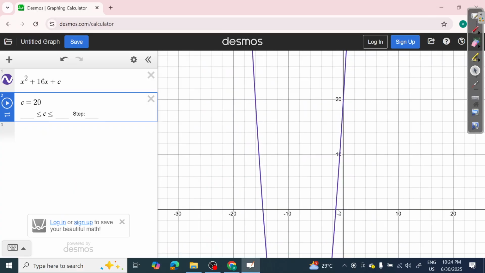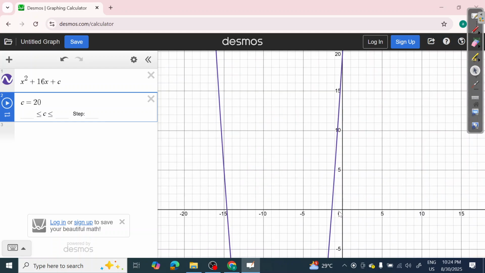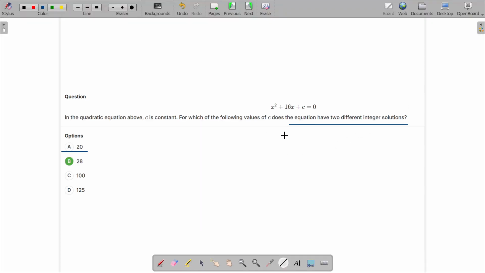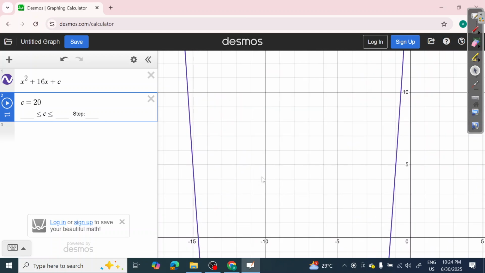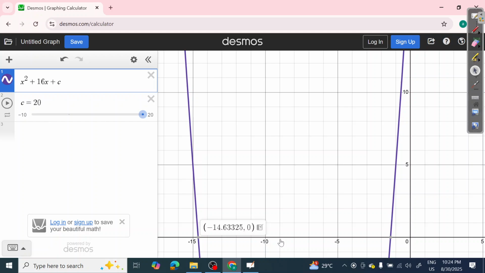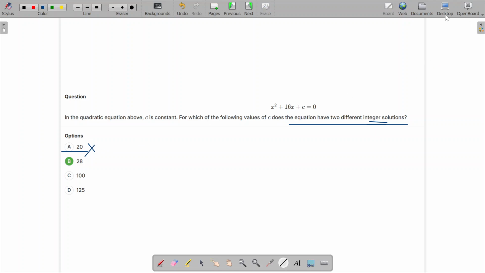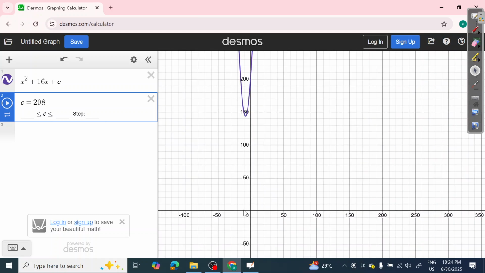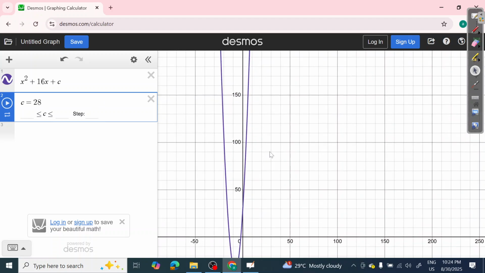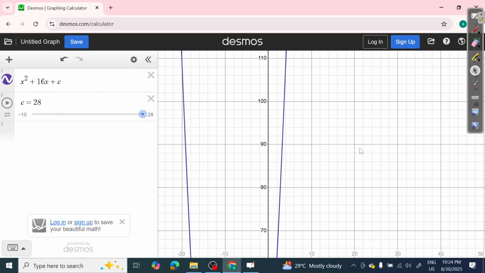Let me zoom out a bit. Okay, you are getting two solutions here, but again read the question: integer solutions. So now I'll check for integers. Are these two values integers? No, they are decimals, right? I want integers. So the first option I'll simply eliminate. Now I'm going to put 28. So let me replace 20 with 28. Now you'll again check, are you getting integer values? Oh sorry, my bad. I put 208. So, all right, let's check.